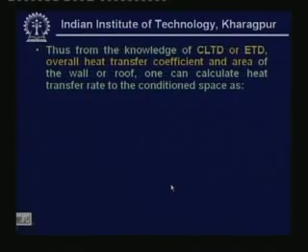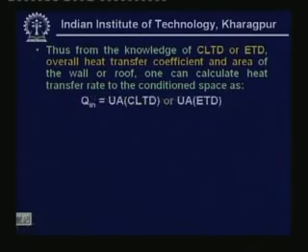And thus, from the knowledge of CLTD or ETD, overall heat transfer coefficient and area of the wall or roof, one can easily calculate the heat transfer rate to the conditioned space as Q in is equal to UA into CLTD or UA into ETD. So CLTD value you get from the table, U value you calculate from the specification of the wall, and A is the surface area of the wall.